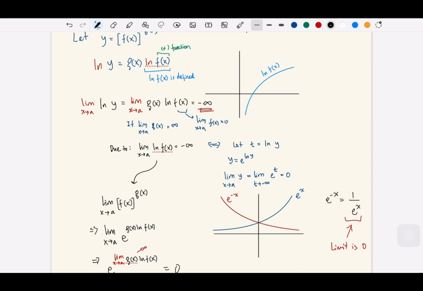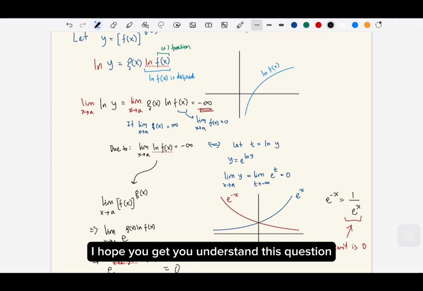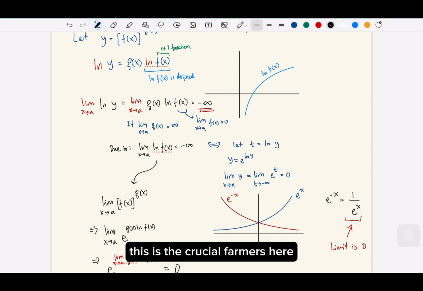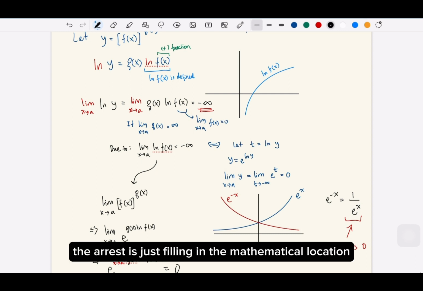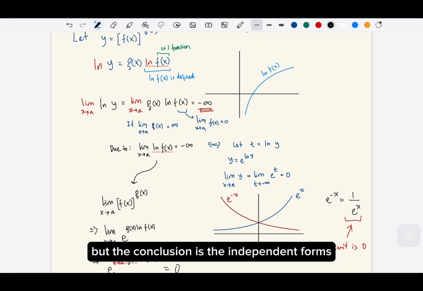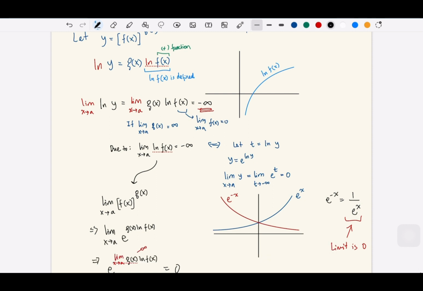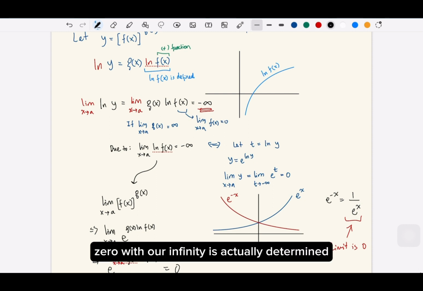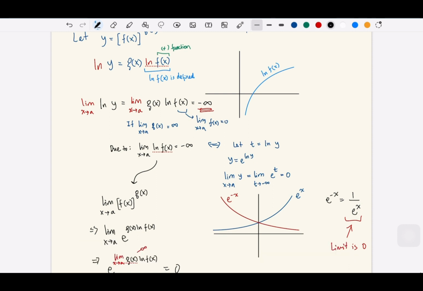Okay. I hope you understand this part. This is the crucial part. The rest is just filling in the mathematical notations. But the conclusion is that the indeterminate form 0 with power infinity is actually determinate. Therefore, for every 0 with power of infinity, it will be 0.